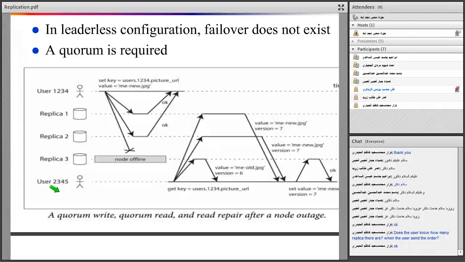After some time, user 2345 wants to get the latest information, the information which is stored for the value me-new.jpg. You can see user 2345 sends the read request. This request should be sent to all replicas.